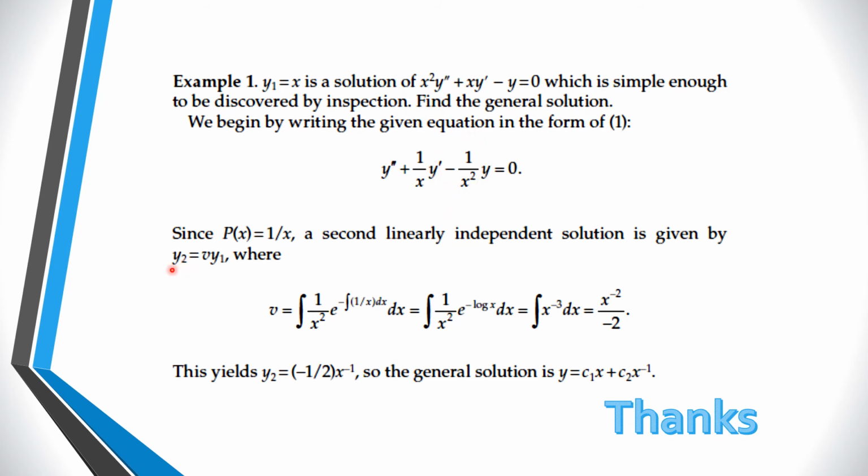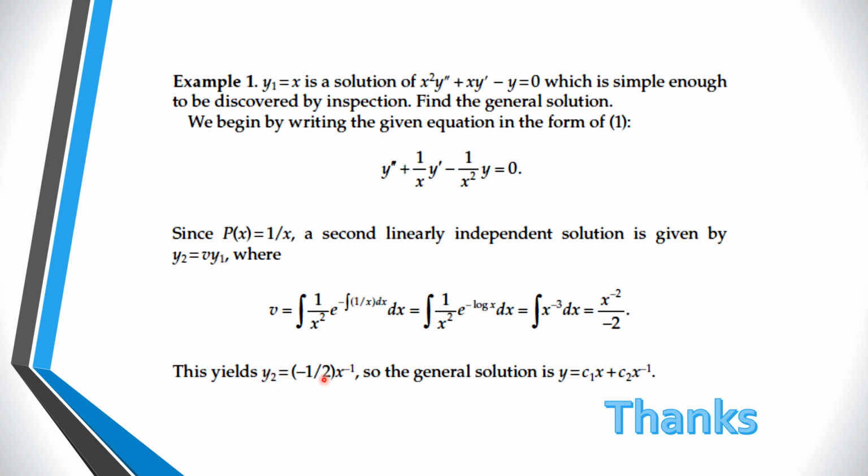Now we have to find y2, which is v times y1, where v is the integral of 1 over y1 square into e to the power minus integral of p(x) dx. So substitute the value of p(x) over here, and substitute the value of y1, which is x. Simplify this integral. You will have x to the power minus 3 integrated with respect to x, and that will be x to the power minus 2 by 2. So what is the value of y2? Substitute the value of v over here, and you will get the value of y2.